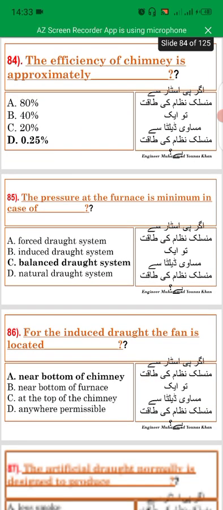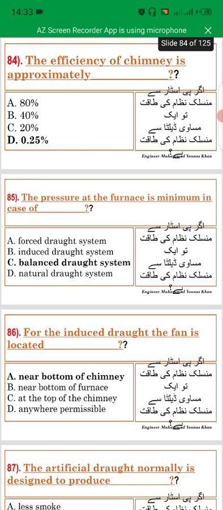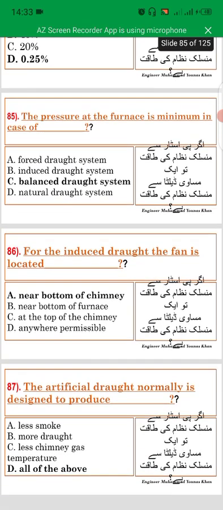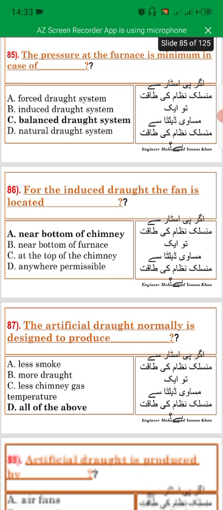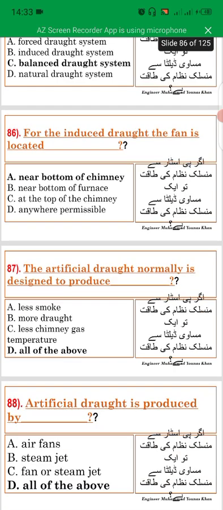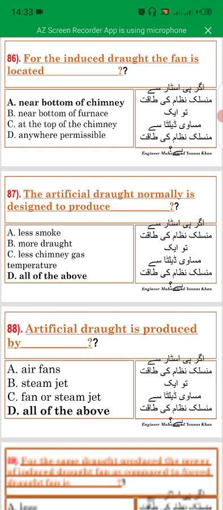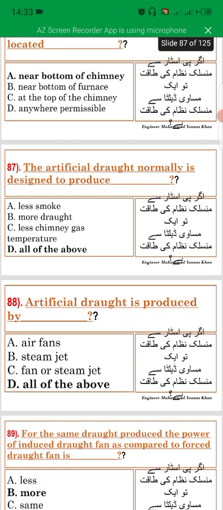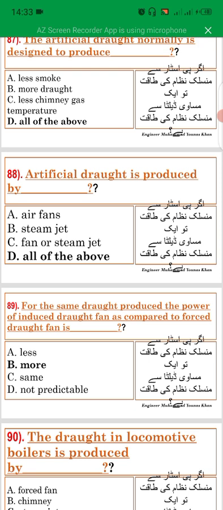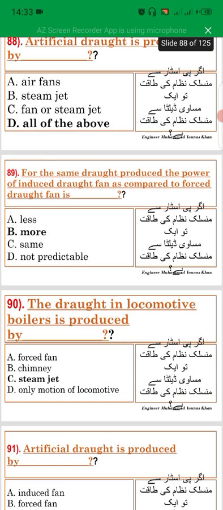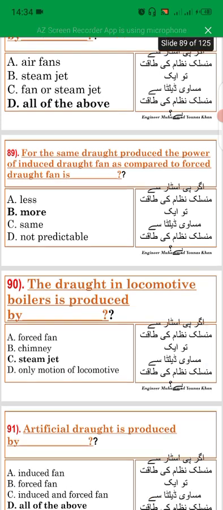The pressure at the furnace is minimum in case of balanced draught system. For the induced draught, the fan is located near the bottom of the chimney. The artificial draught normally is designed to produce less smoke, more draught, less chimney gas temperature. Artificial draught is produced by air fans, steam jet, fan or steam jet. For the same draught, the power required by the induced draft fan as compared to the forced draft fan is more.